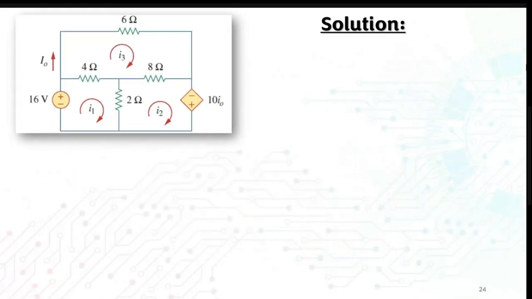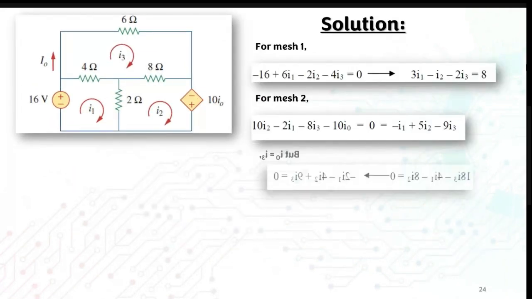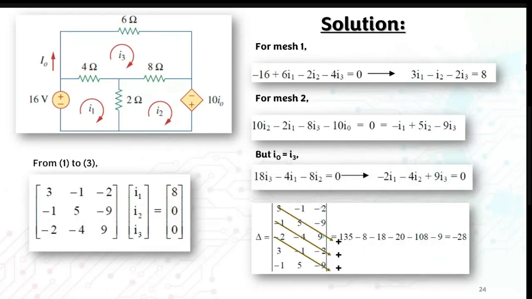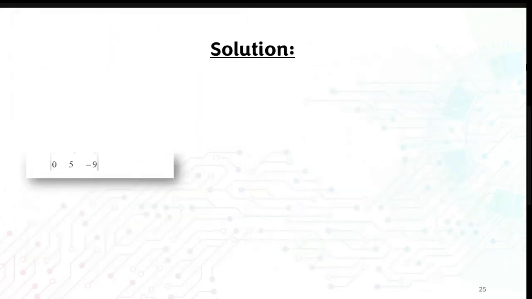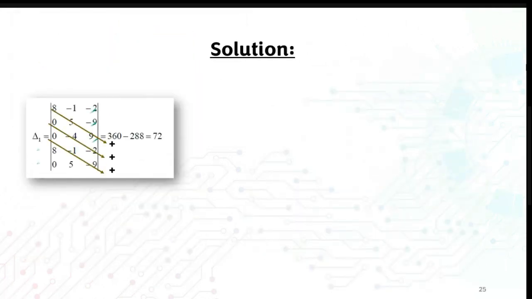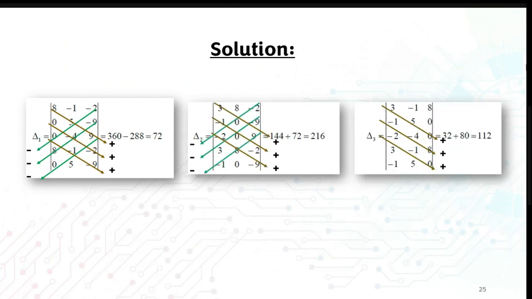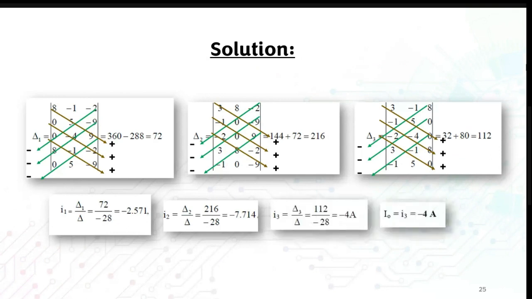And then these are the solutions. If you get stuck, you can just refer to this solution on how to solve this one. So this is the answer for I1, I2, and I3 as well as I naught. I naught is actually equal to I3, so I3 and I naught have the same answer.